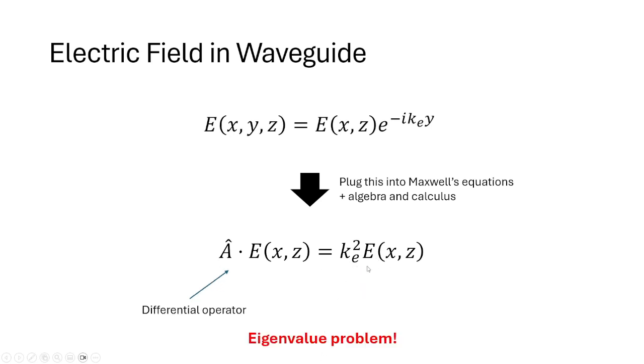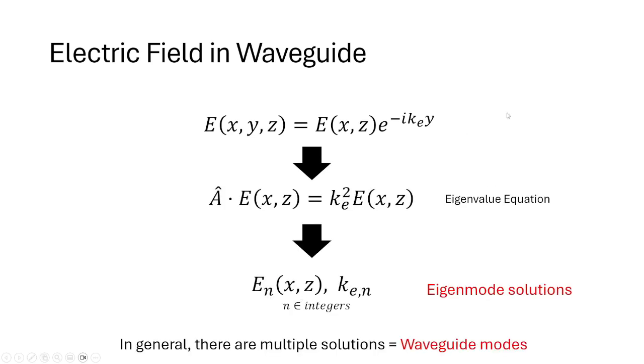This is just an eigenvalue problem, where the eigenvalue is the effective wave number squared, and the eigenvector is just the electric field. So again, we started with this guess of a solution for the electric field in a waveguide. We plugged it into Maxwell's equations, and we got an equation for E at xz. And then we found that that's just an eigenvalue equation.